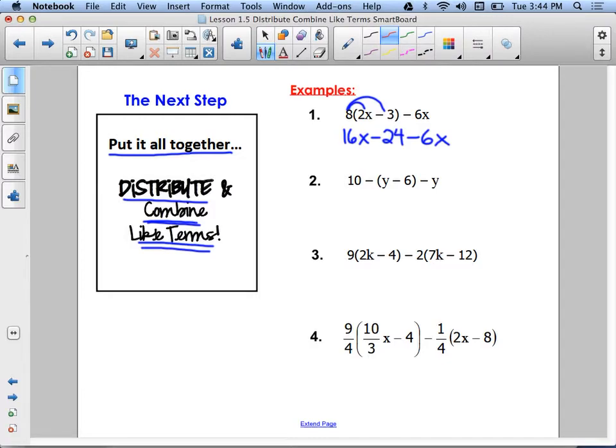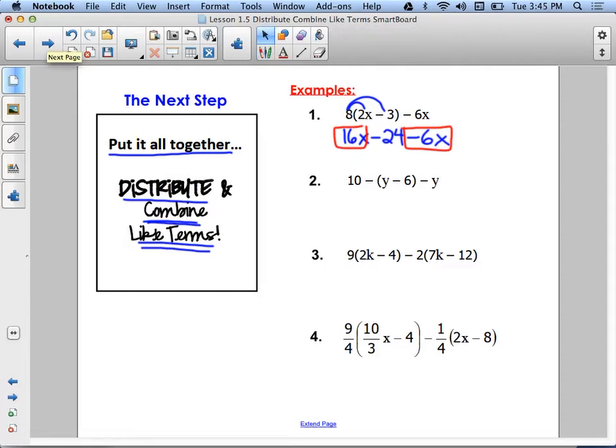So we stop there, and now we can combine like terms. So let's look. We have 16x minus 6x. So that's going to give us 10x minus 24. And that's our final answer for that one. Okay, let's take a look at the next one. I see I have a 10 minus the quantity y minus 6 minus y.